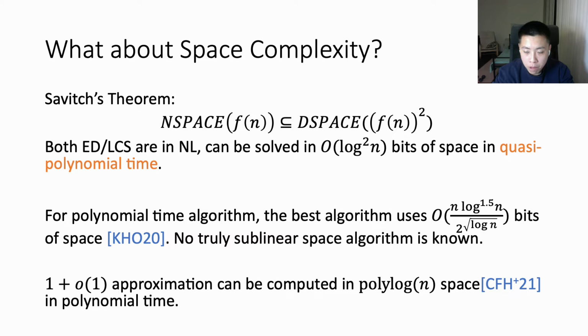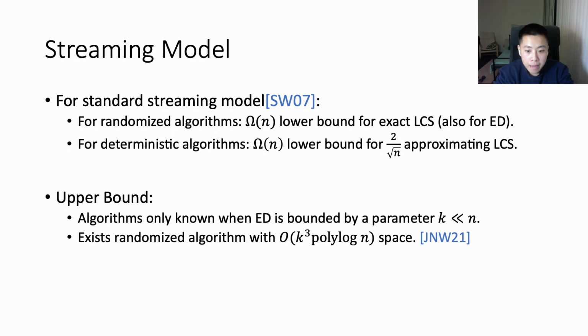Recently, in a separate work, we have shown that for a 1 plus small o(1) approximation of edit distance or LCS, there exist algorithms that use only polylog space and run in polynomial time. Edit distance and LCS have also been studied in the streaming model. For the standard streaming model, there are strong lower bounds. For example, any randomized algorithm that can compute LCS or edit distance exactly will require at least linear space. And it is also known that even a 2 over square root n approximation of LCS in the standard streaming model would require linear space.